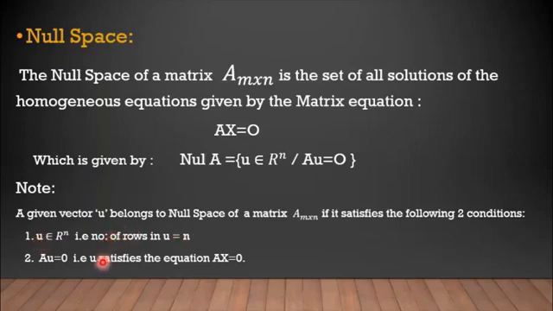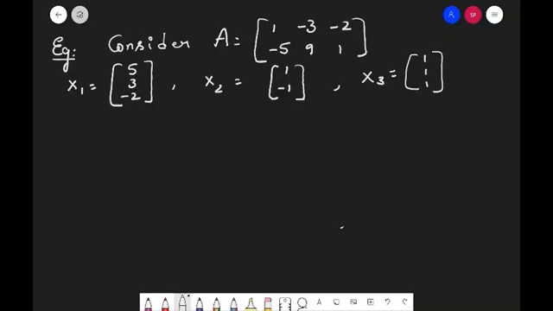We have to follow these two conditions. Now let us look at this example. You are given a matrix A, which has 2 rows and 3 columns. So its order is 2 by 3, and you are given 3 vectors x1, x2, x3.